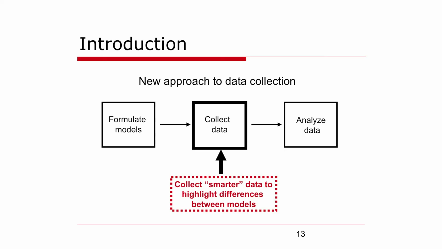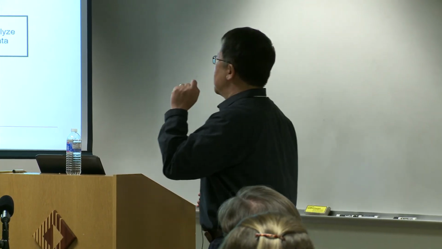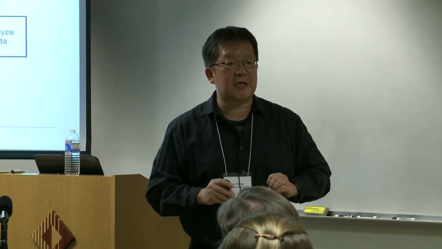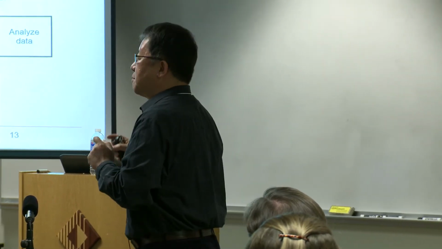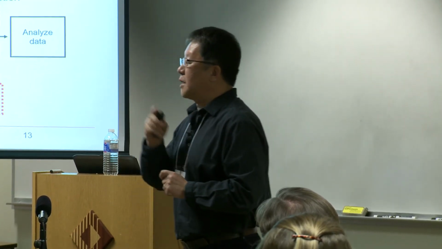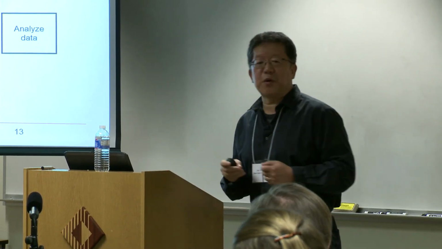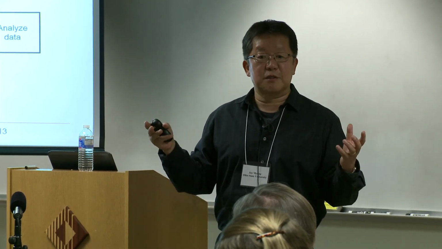So what we're going to propose today is a new approach to data collection. We're going to focus on this second, middle step, the data collection or experimental step. Instead of you designing what kind of gamble choices or pairs of gambles to present, we're going to adaptively adjust them based on the choices from one trial to another. The idea is that you want to collect smarter data, in such a way that it highlights the differences between the models.